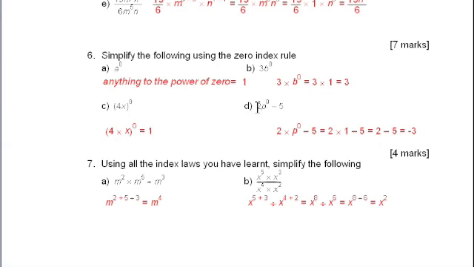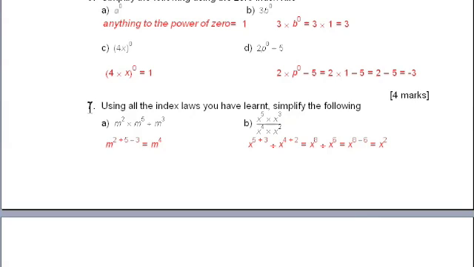Alright, now here this is 2 times p to the power of 0. The power of 0 just applies to the p, minus 5. So it's 2 times p to the power of 0 minus 5, which is 2 times 1 minus 5, which is 2 minus 5, which is negative 3.